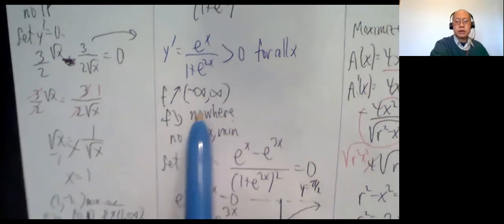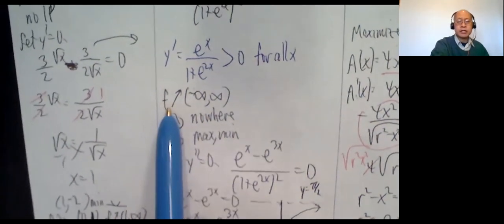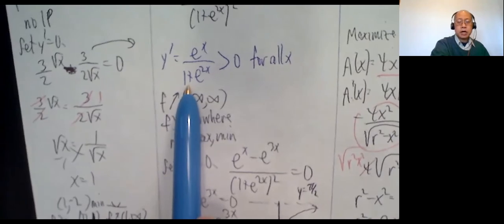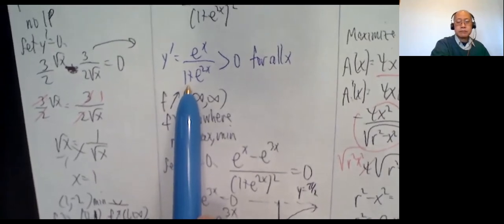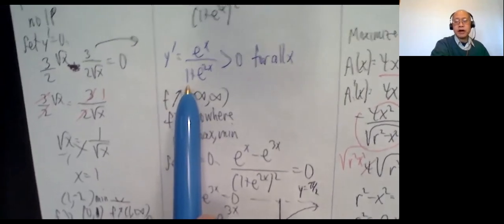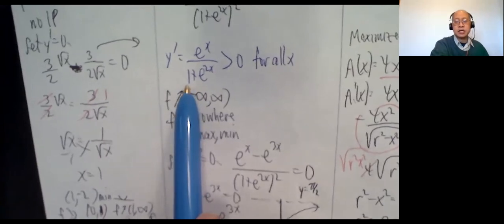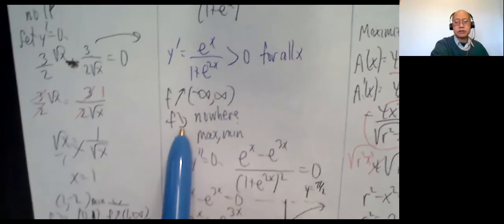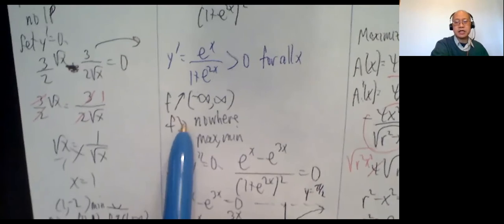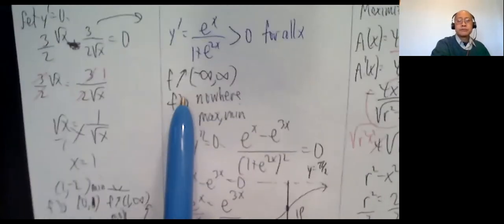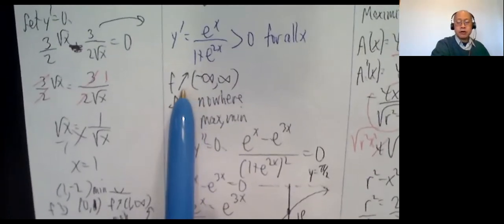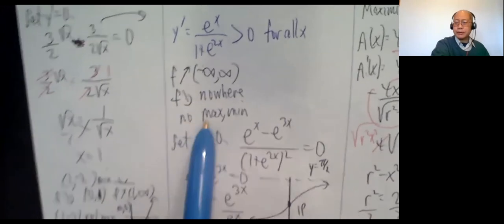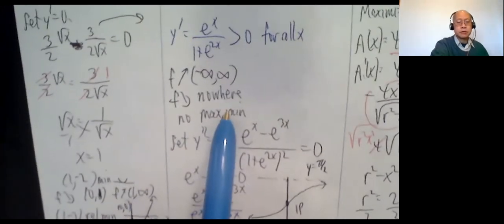F is decreasing nowhere. Again, my abbreviation for increasing is an arrow up and to the right. That saves me and you from writing I-N-C-R-E-A-S-I-N-G. And decreasing is an arrow down, so you don't have to write D-E-C-R-E-A-S-I-N-G. If the graph is always going up, it's never going down, that means automatically there's no maximum.